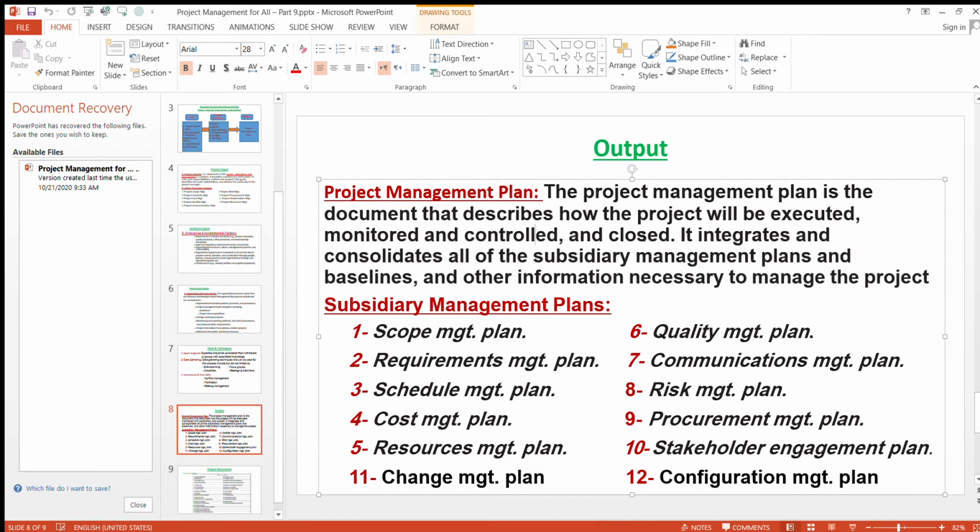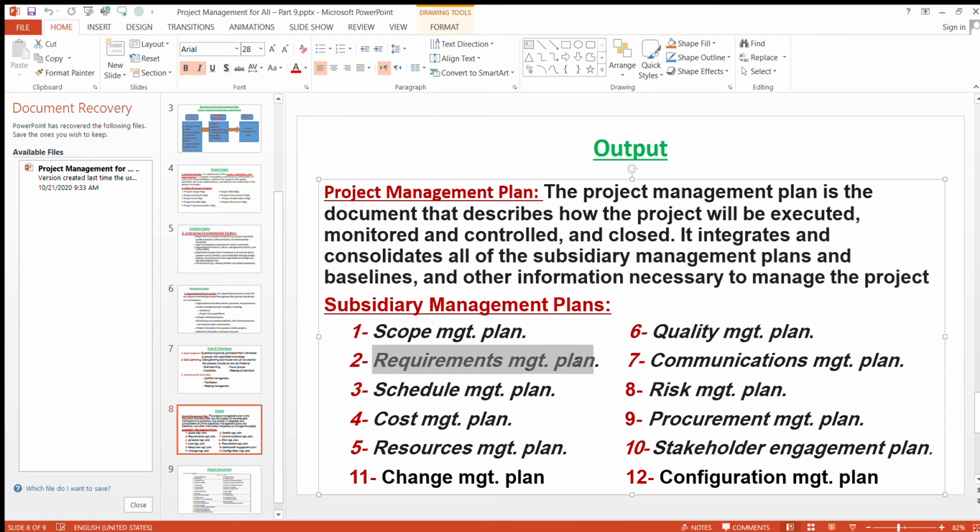So what are the subsidiary management plans, which we said we consolidate in one document, which is called the project management plan? There are 12 subsidiary management plans, and in the future, each one of them will have its own presentation because they are very important documents. The first one is the scope management plan, how we manage the scope of the project.